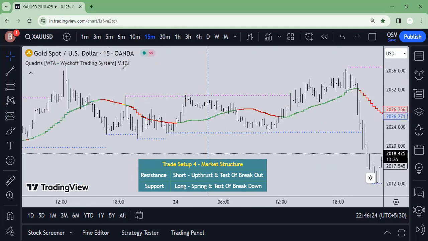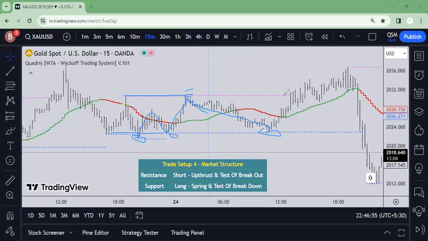Here, this is a resistance, here was a support, we got a spring, test of the spring, again we went upwards, it is an upthrust, we shorted over here, this is your stop loss for upthrust, and again we got testing because this is the spring, then this is a testing, then again it is a testing, but later on as we extend the line, we got a good and excellent test of a breakout.